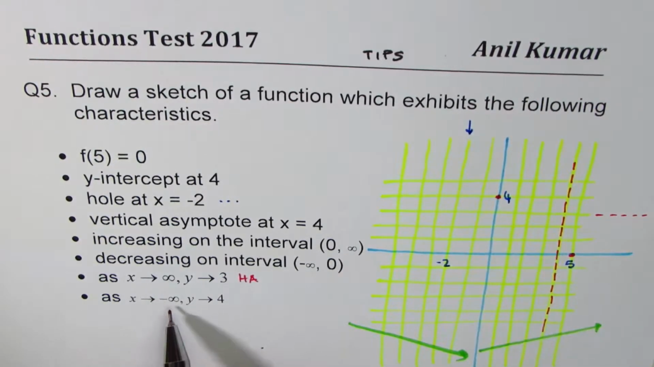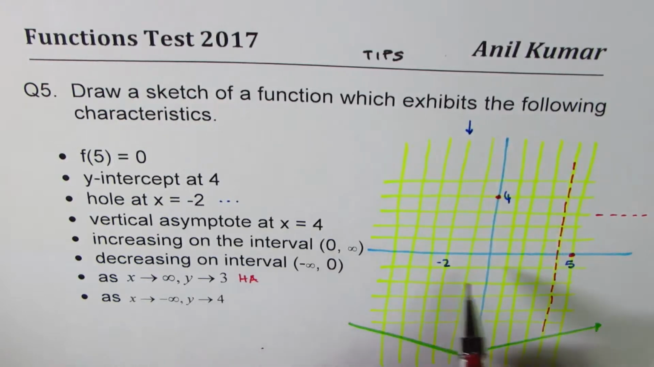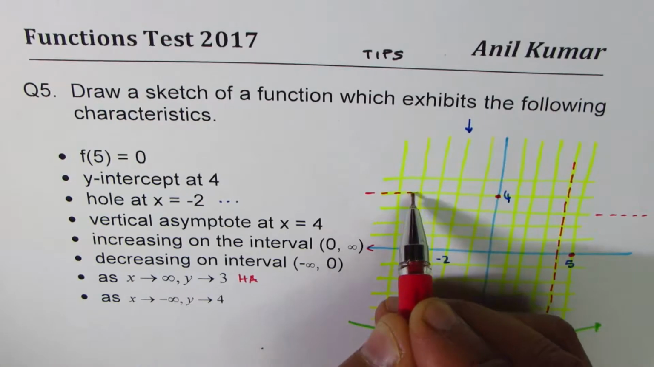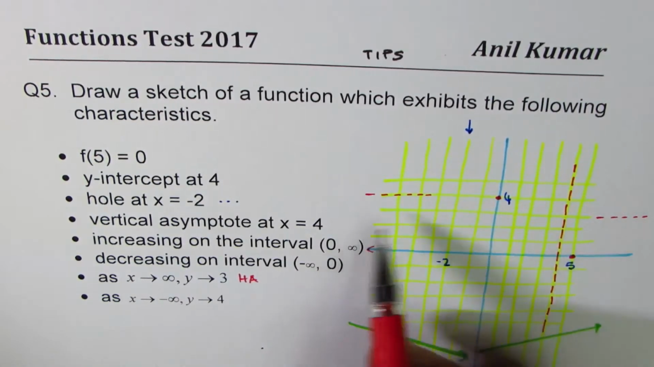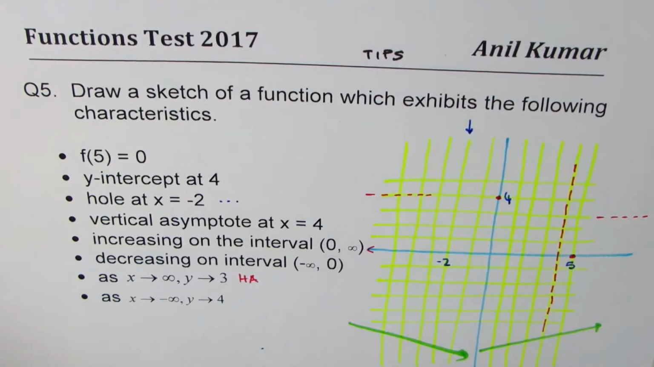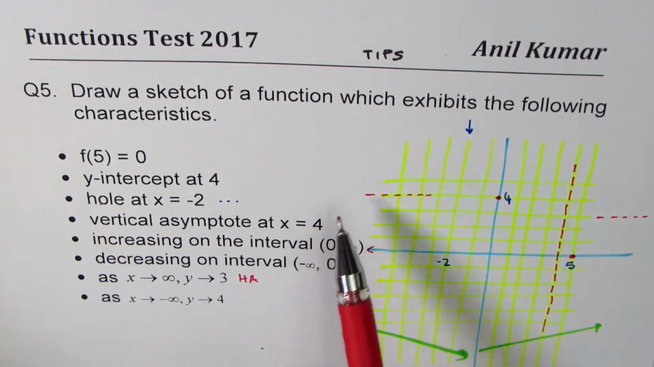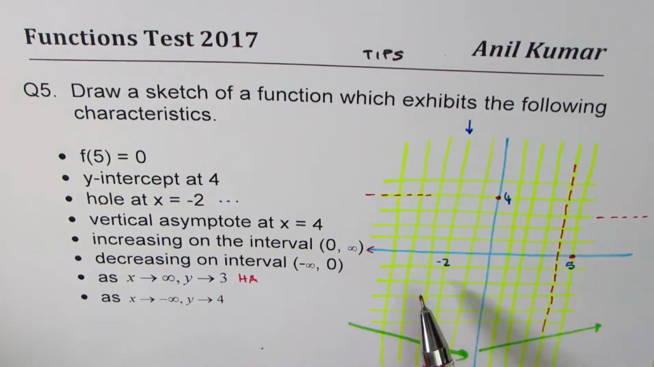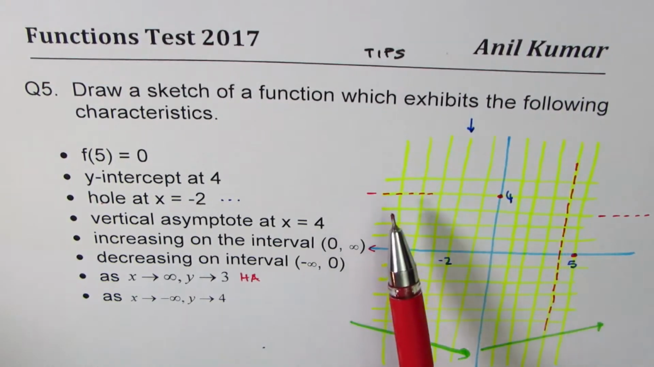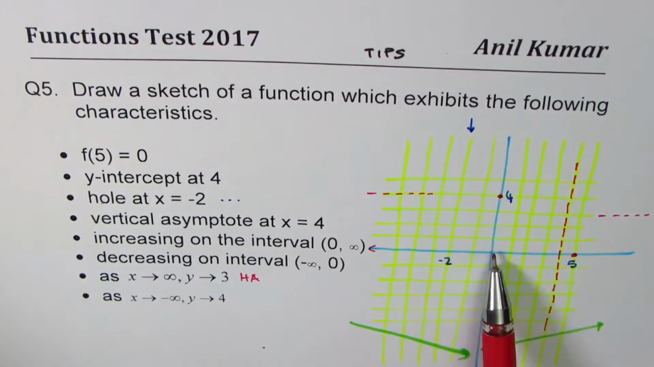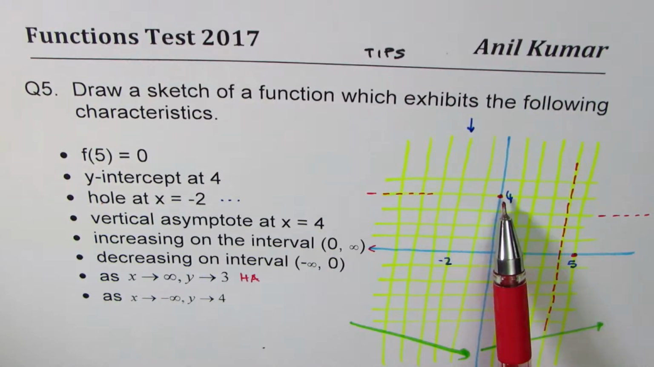When x approaches minus infinity, y approaches 4. So for this side, the horizontal asymptote is at 4. Is it okay? So these are the guidelines. Now we have to incorporate the hole at x equals minus 2. Connect these points somehow so that the function is decreasing in this interval, increasing in the other. That's the whole idea. Now if you have a horizontal asymptote at 4, the function is decreasing. How do you reach 4?